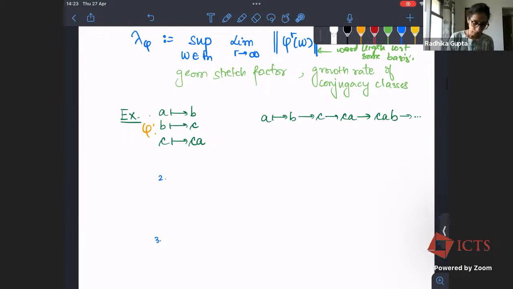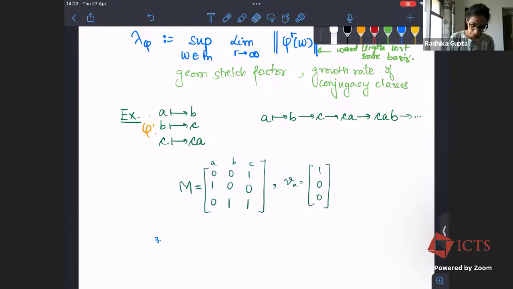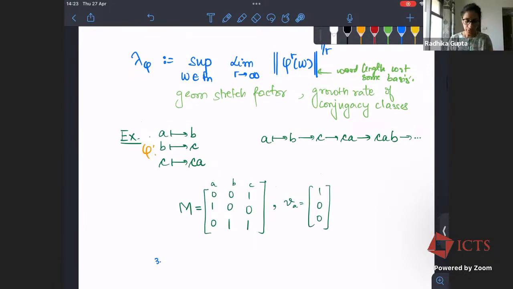So how do I count this? I can write a matrix which keeps track of my map. So the matrix is basically the first column corresponds to A, and the first row also corresponds to A. The first column is basically that A is mapping over B once, and it's not mapping over A and C. Then B is mapping over C once, and C is mapping over C and A once each. So that's the matrix I associate to my automorphism.